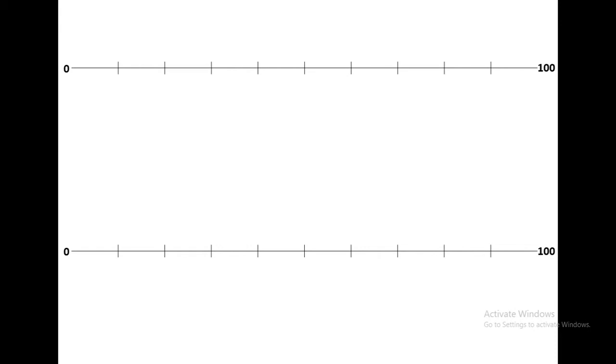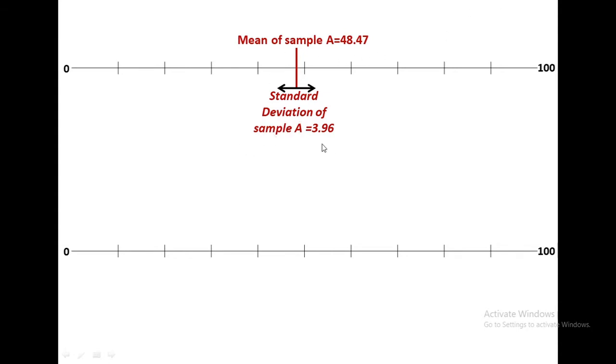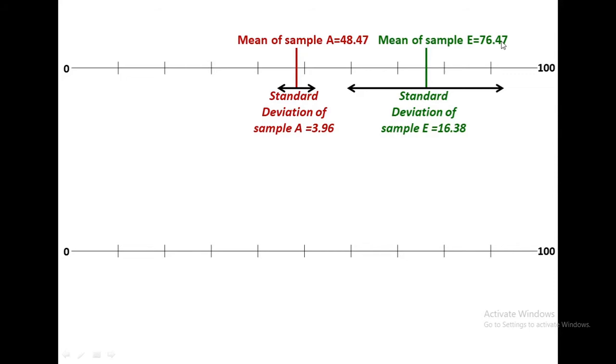Let's revise standard deviation versus standard error one more time on a number line simultaneously. Here you can see we have plotted the mean of sample A, which is 48.47, and this black arrow is showing the standard deviation, or spread of individual values, of sample A, which is 3.96. Whereas if we check the mean of sample E, which is 76.47, which will be plotted over here, it has a large spread of data, and therefore the standard deviation of sample E will be 16.38.